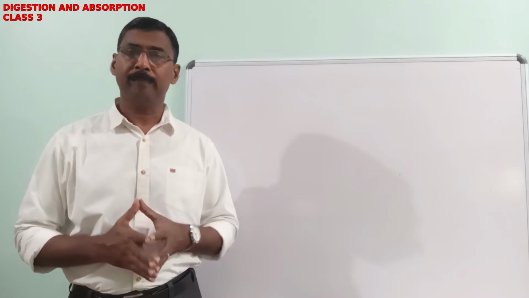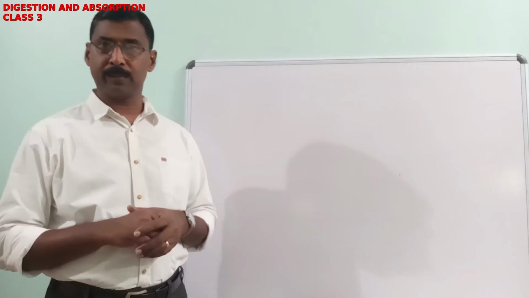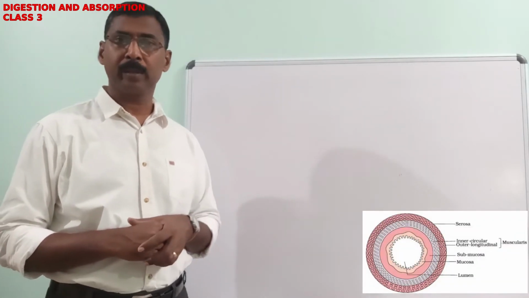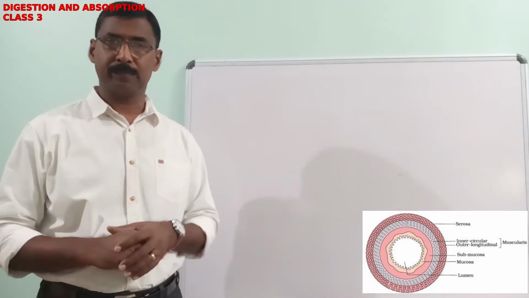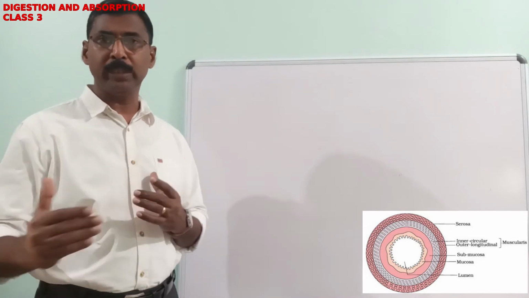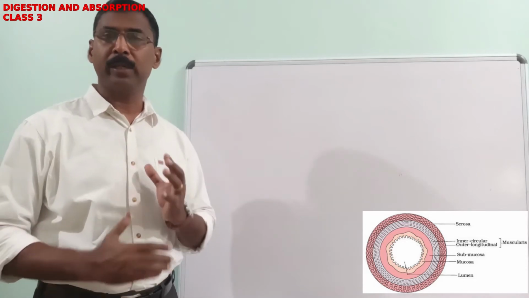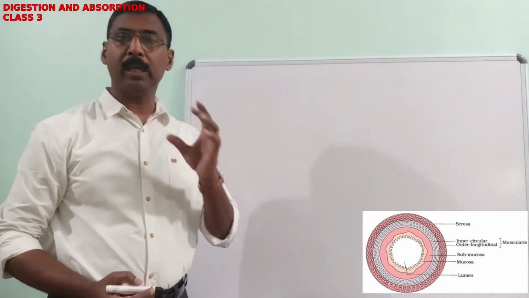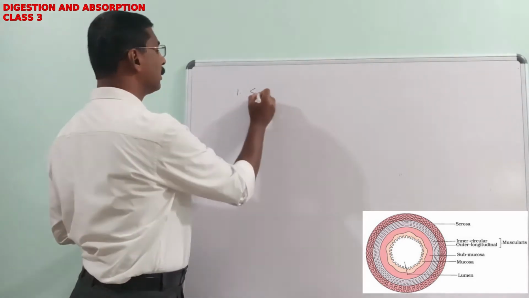The alimentary canal is made up of 4 layers. As you can see in the diagram here, it is made up of 4 different layers. Starting from outside to inside, let us see what are the different layers of the alimentary canal. The first layer of the alimentary canal is serosa.